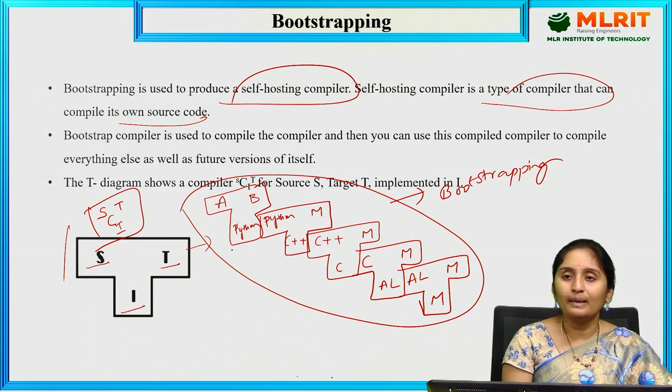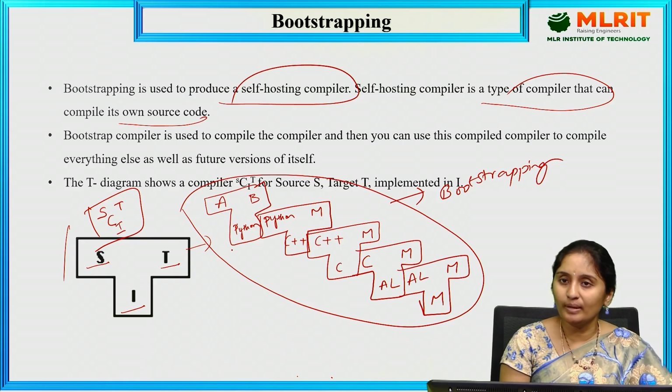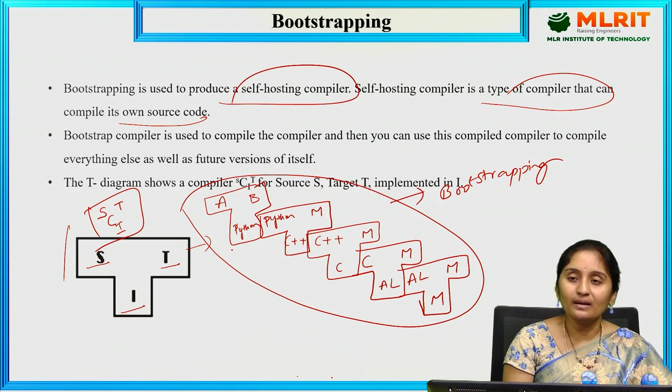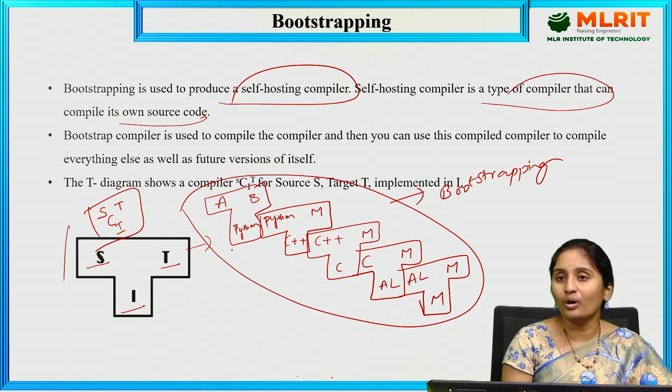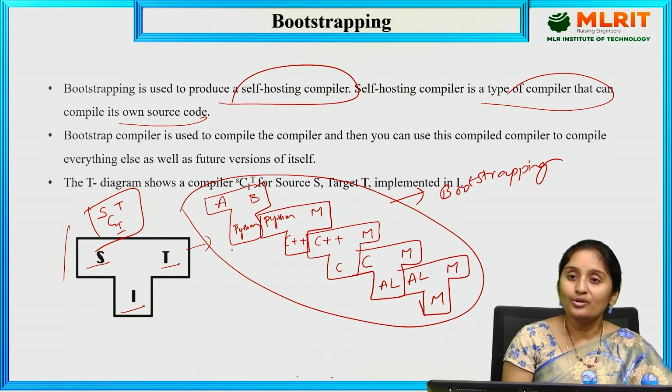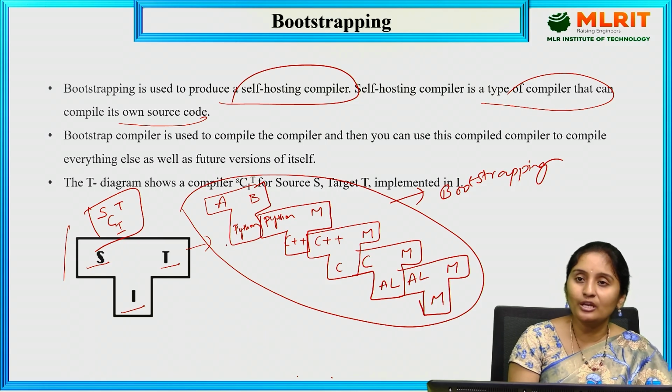So the implementation language can be any programming language. I'm taking Python as my programming language. But Python is a high-level language and it is not understandable by the CPU. The CPU understands only machine code. So we are going to convert this Python into a machine language.